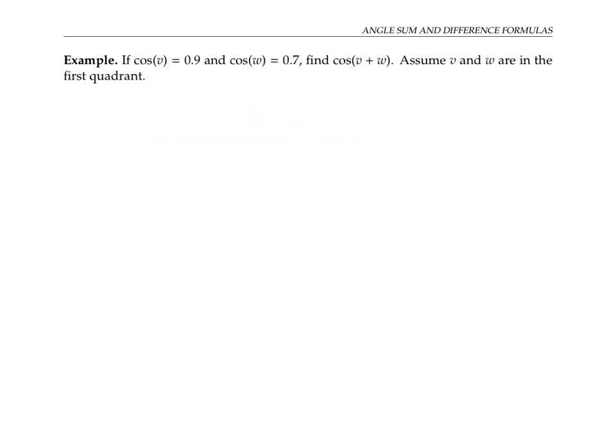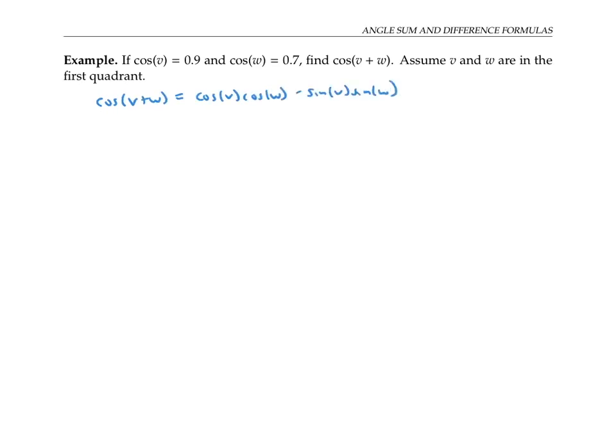For our last example, let's find the cosine of v plus w given the values of cosine v and cosine w and the fact that v and w are angles in the first quadrant. Remember, to compute the cosine of a sum, we can't just add together the two cosines. That wouldn't even make sense in this case, because adding 0.9 and 0.7 would give something bigger than 1, and the cosine of something's never bigger than 1. Instead, we have to use the angle sum formula for cosine. That goes cosine of v plus w equals cosine, cosine, minus sine, sine.